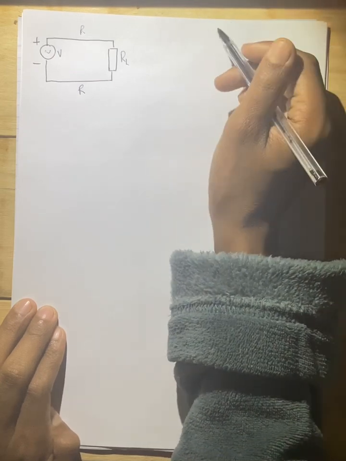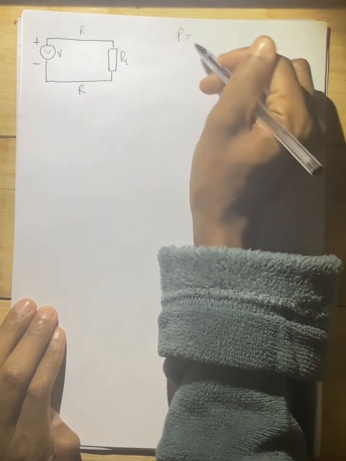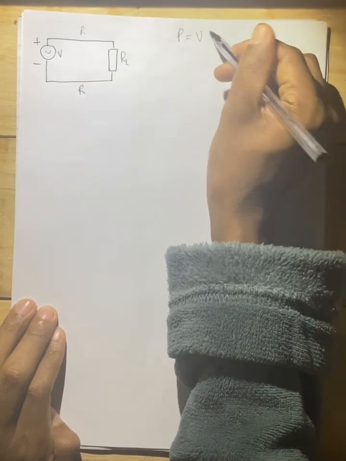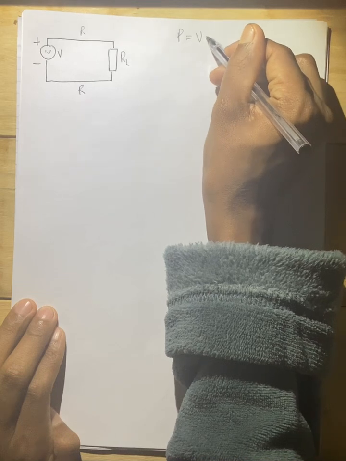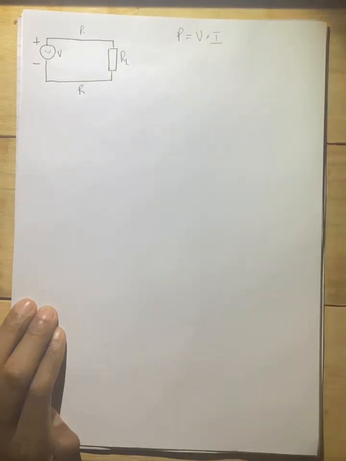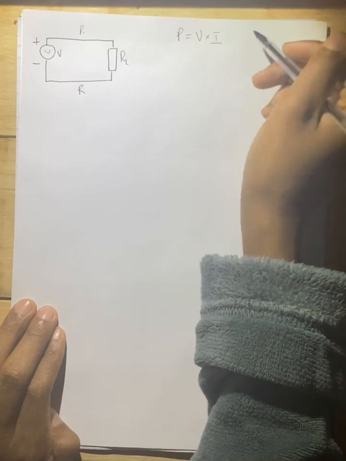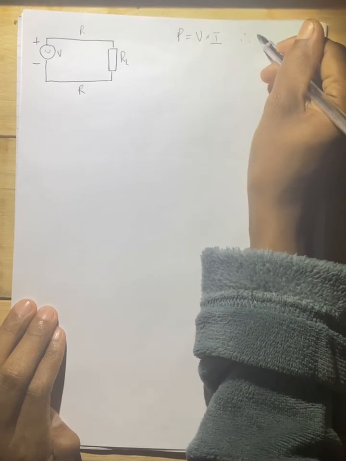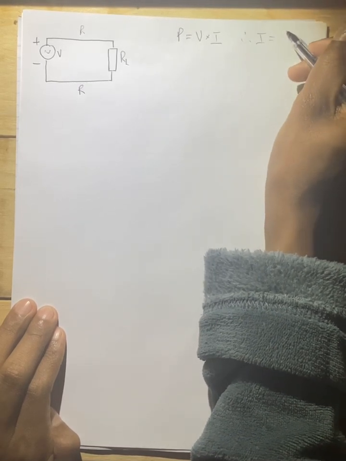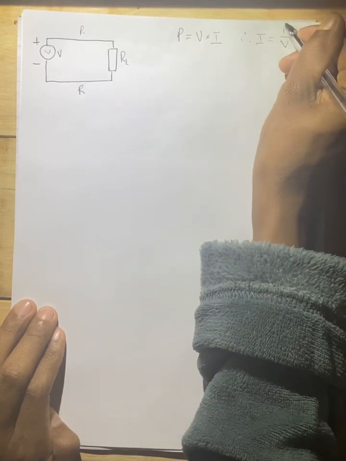I'm going to make a claim. My claim is the following: the power in a circuit is equal to the voltage multiplied by the current in that circuit. This is the claim that I am making. Now from this claim, we can therefore say that current is equal to power divided by voltage.